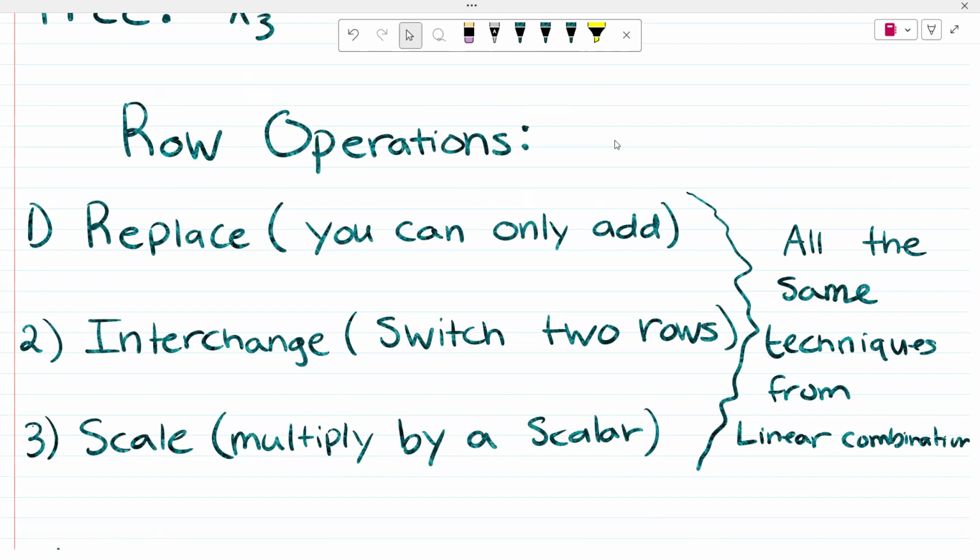You can also interchange. So you can switch row one with row two. So notice I say rows. We're not mixing the columns. We're just messing with the rows.